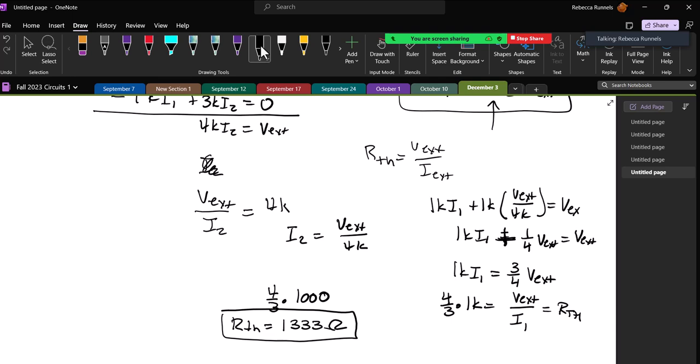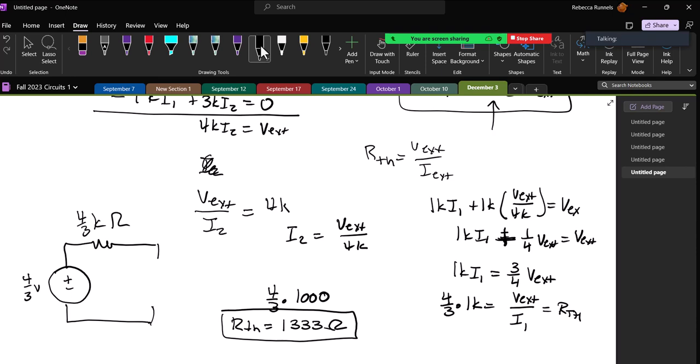So our Thevenin equivalent circuit has our V open circuit, which was 4/3 volts, times our Thevenin resistance, which was 4/3 K ohms. And that is our Thevenin equivalent circuit.